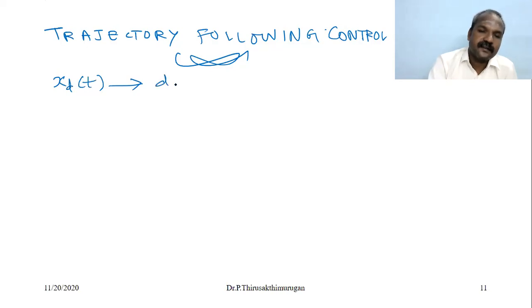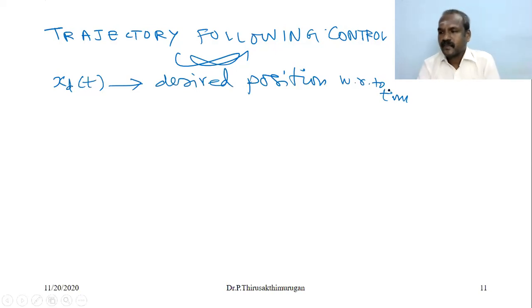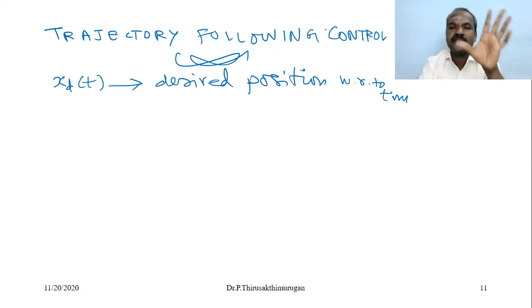This is the desired position with respect to time, right? So we assume that the trajectory is smooth, not like higher order trajectories, only two derivatives. Because if you go for a cubic polynomial or fourth order polynomial, then the controlling is very difficult.